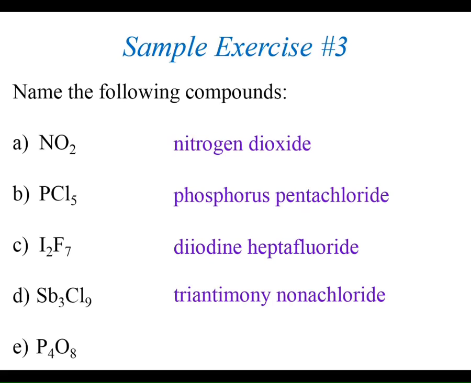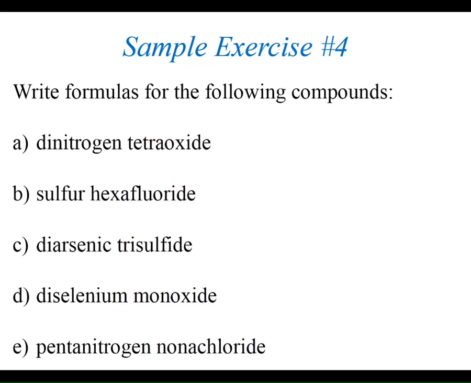Okay, how about the last one? 4 phosphorus would be tetraphosphorus. 8 oxygens, octaoxide. Isn't that fun to say? Octaoxide. Okay. And then the other way is super easy, I think, so let's do them real quick. Dinitrogen tetraoxide. What would that be?